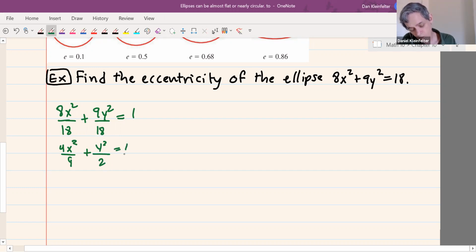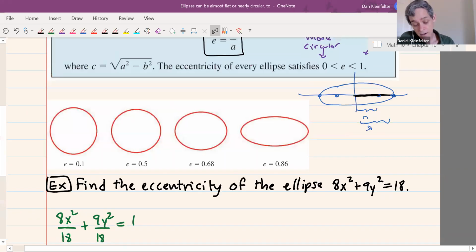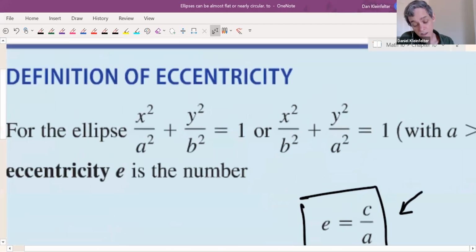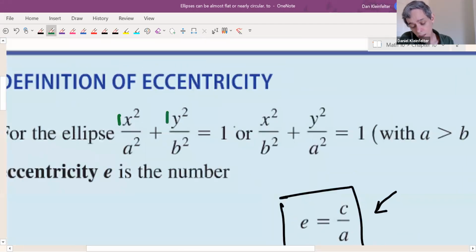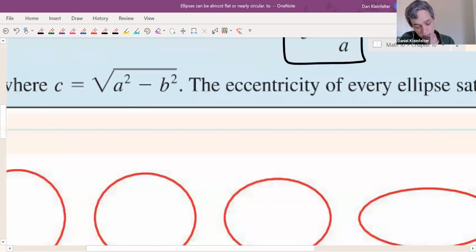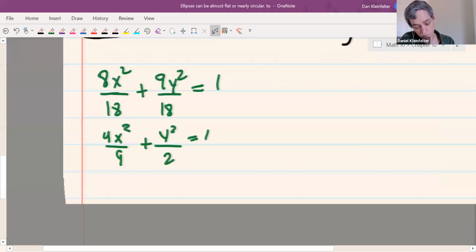And then that's equal to 1. Okay, so then we need to know the C and the A. So this thing is not quite in the right form because the coefficient of x squared is a 4. And up here in these equations, the coefficients of x squared and y squared are all 1s. So I need to deal with the fact that down here we have a 4.